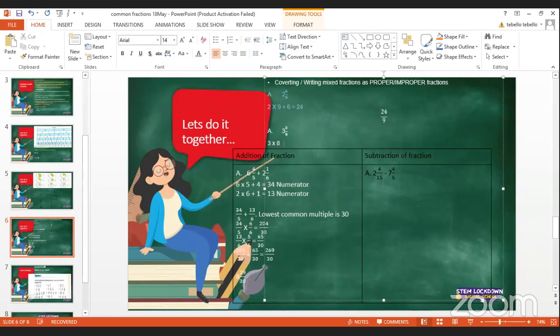Okay, so let's calculate number B together again. When we calculate number B together, we'll have our 3 multiplied by 8. Let me just make this a bit bigger or change the color.